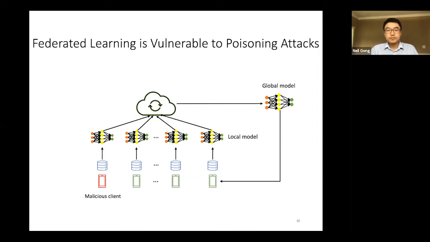A malicious client can poison its local data, which is known as data poisoning attack. A malicious client can also directly poison its local model, which we call local model poisoning attack. Eventually, the global model is poisoned, and the poisoned global model makes incorrect predictions as the attacker desires. For example, a single malicious client can arbitrarily change the global model learned by FedAvg, which we just described in the previous slide.